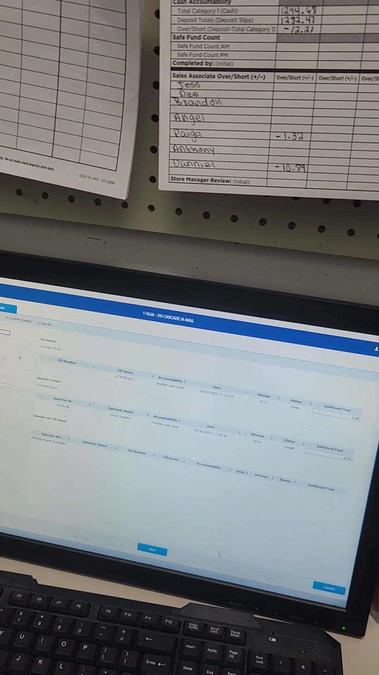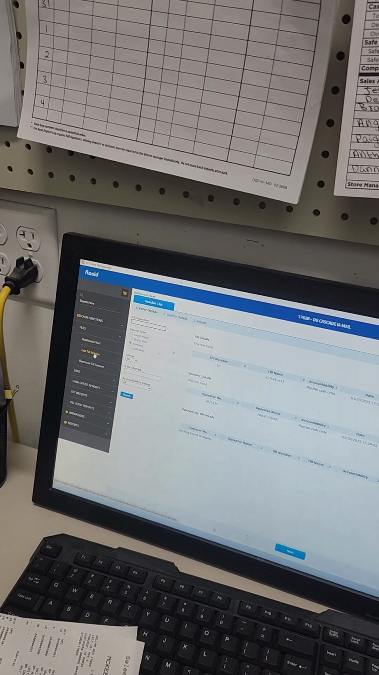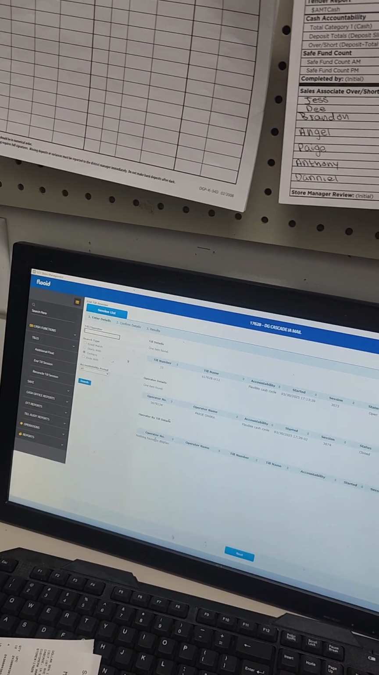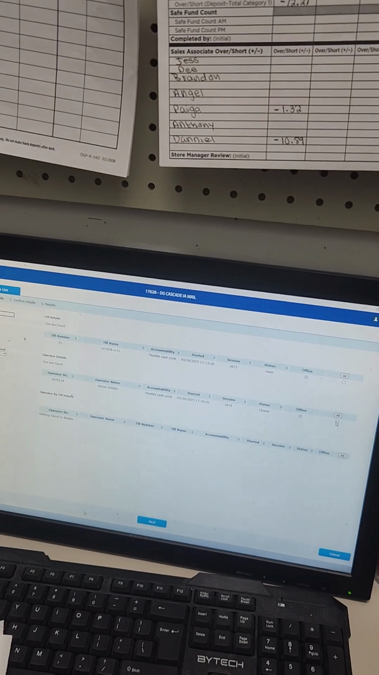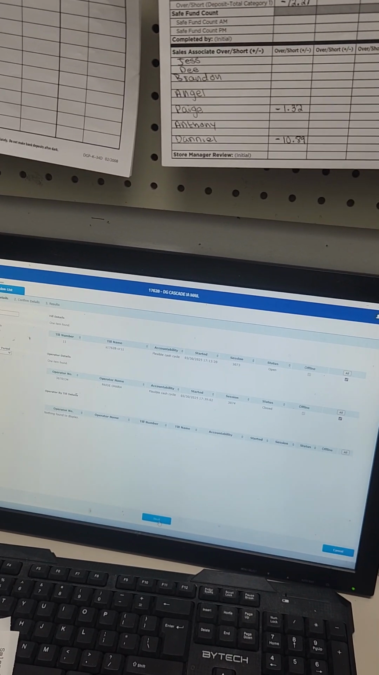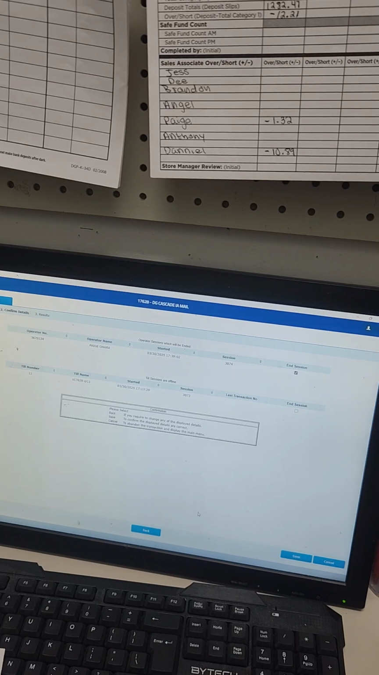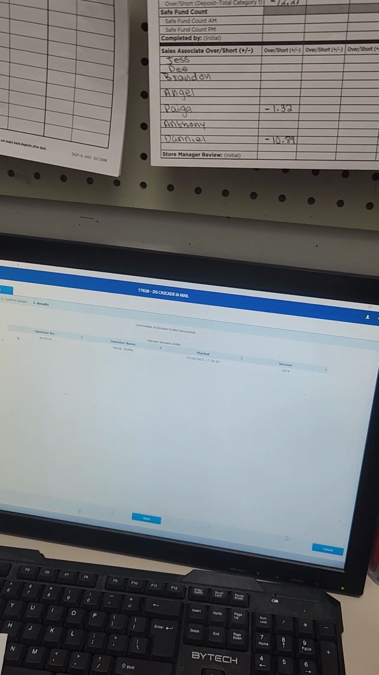Okay, now we can go to End Till Session on the left and choose the correct till. We're going to actually choose both of those because the one is our self-checkout, which we are closing as well. Next. Save. And then next again.